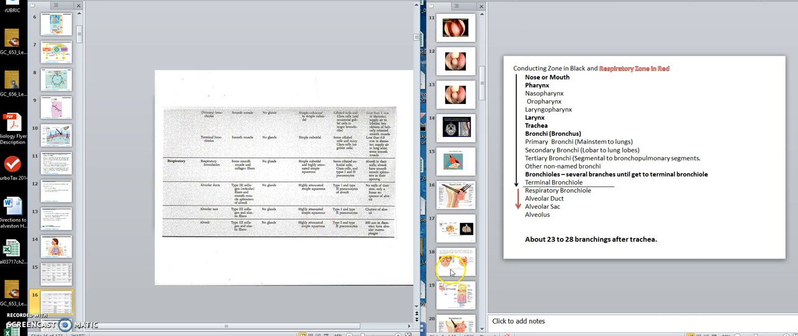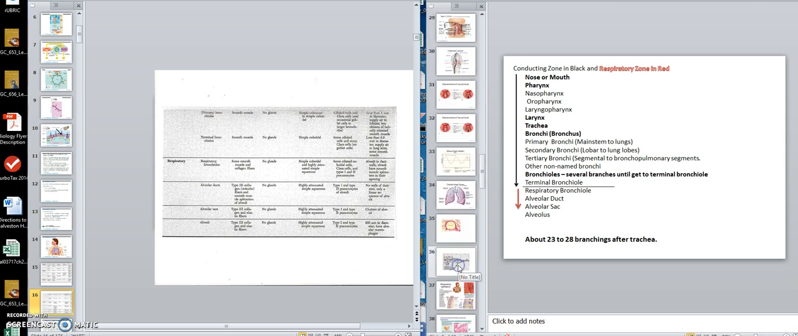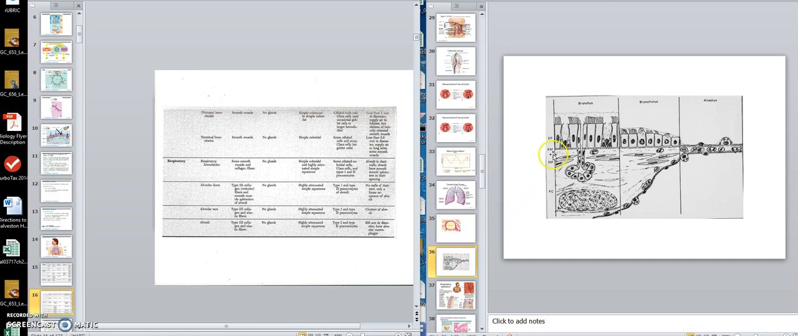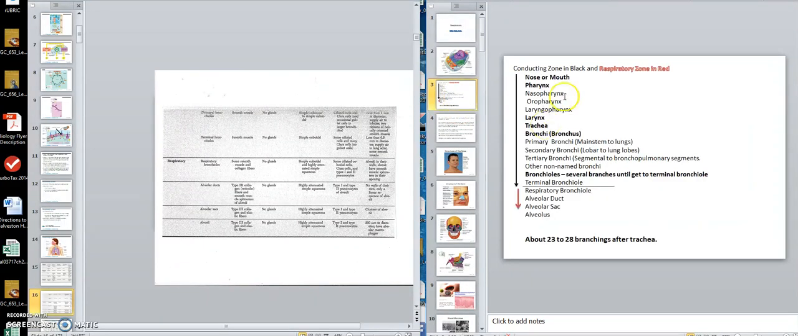Remember, the whole thing is we're trying to thin everything down. Remember that when I showed you this? We're looking at a pseudostratified, ciliated columnar epithelium all the way down to a simple squamous in the alveolus. And gradually, as you go down through the conducting zone, the epithelium gets thinner and thinner until you are able to get good gas exchange. And we'll be looking at that.